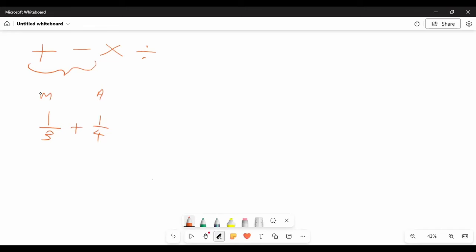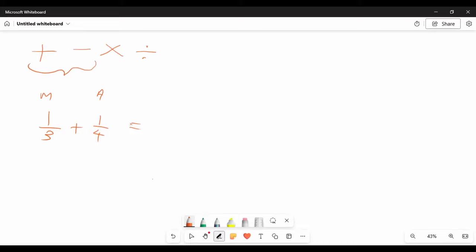Okay. All right. Now, if I ask you to add these two, in the sense to figure out how much I have altogether, in total, how much I have altogether. So can I add these two fractions directly? What's the problem in this?